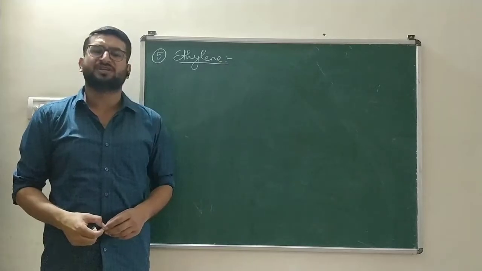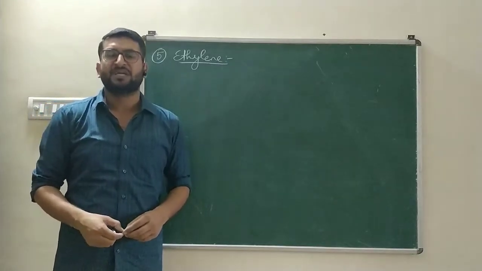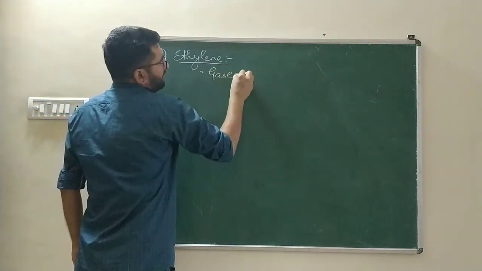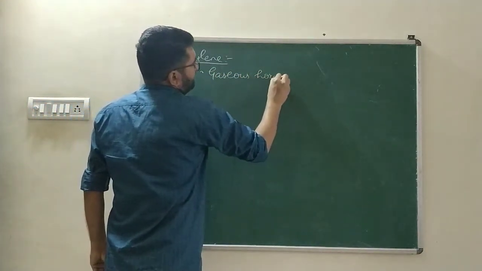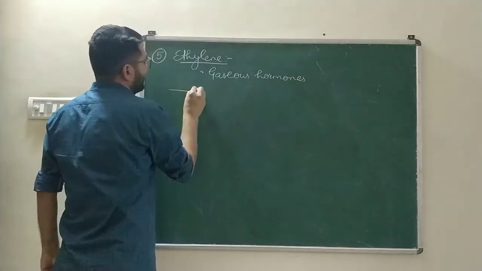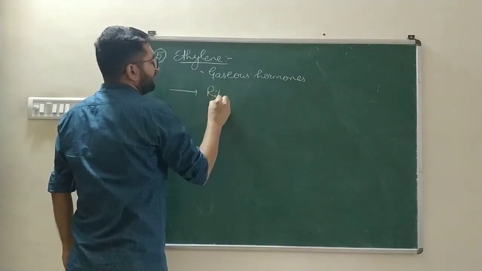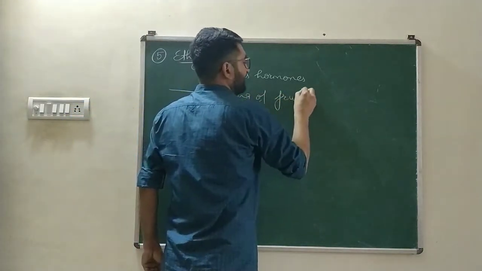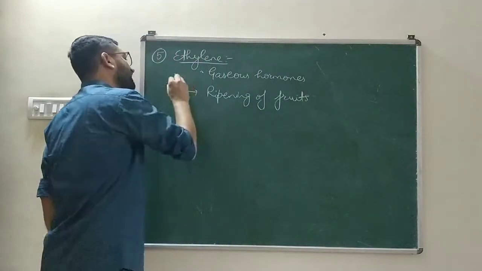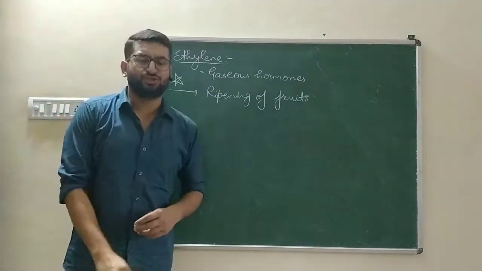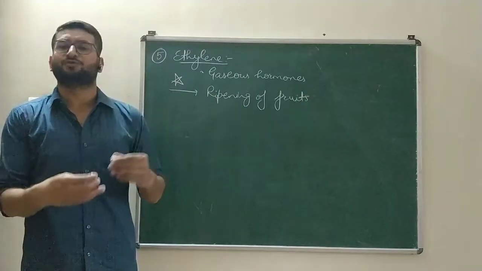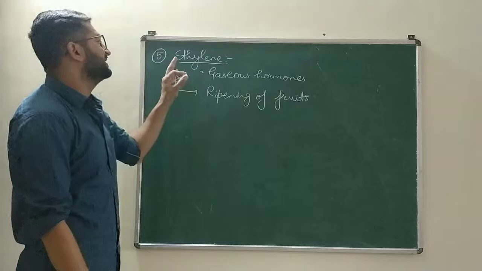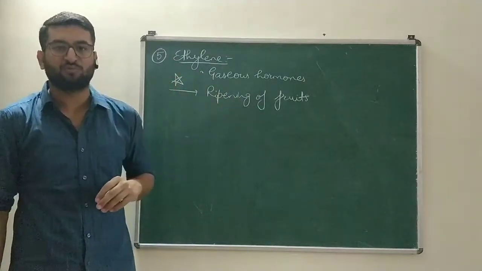Next plant hormone to be studied is ethylene. Ethylene is the only gaseous hormone produced in plants. It helps in the ripening of fruits. This is also a very important function to remember. Which hormone is used to ripen the fruits? Due to which hormone do fruits ripen quickly? The answer would be ethylene. It is the only gaseous hormone produced in the plants.